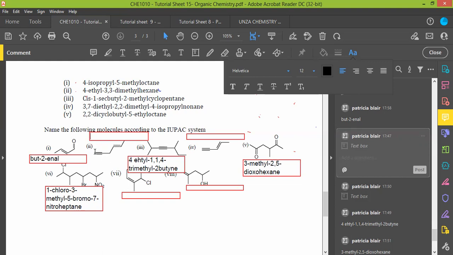Counting from here, you have 1, 2, 3, 4, 5, 6. And counting from here, you have 1, 2. So the alkene functional group should have the lowest number, and it is on position number 2. So your counting should begin on top. You have 1, 2, 3, 4, 5, and that is a 6-membered molecule. So you're going to begin on position number 5. That is where your alkyne begins from.